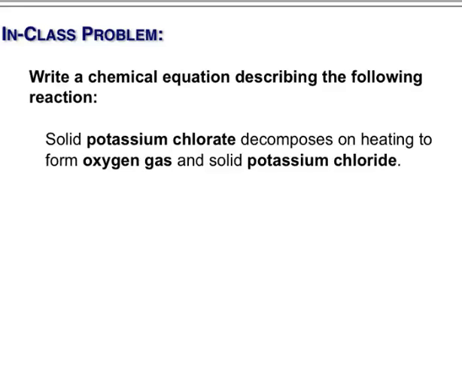Now I say oxygen gas. Oxygen, you recall, is one of our diatomics, isn't it? So that's O2. And potassium chloride, group 7, group 1, that's just KCl. So we're starting with this: solid potassium chlorate, oxygen gas, and potassium chloride. Now we have to balance the thing.